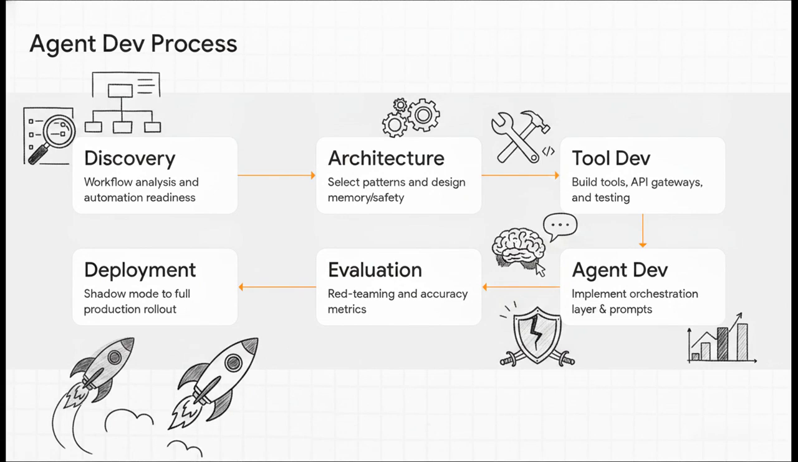Then comes agent development. But phase 5 is where it gets real. Evaluation. You aggressively red team the system, actively trying to break it. And when it comes to deployment, you don't just flip a switch. You run it in shadow mode alongside your human teams to compare the outputs. You want this thing making decisions in a sandbox long before it's making them in the boardroom.